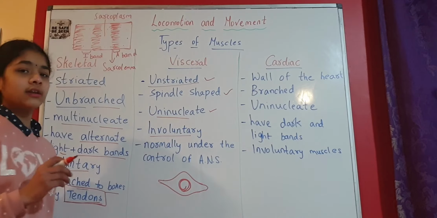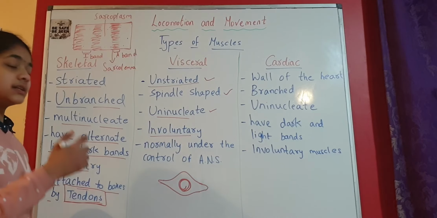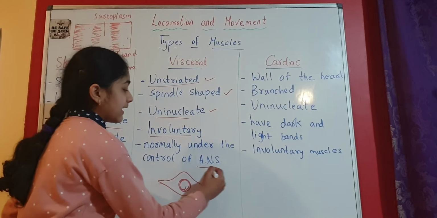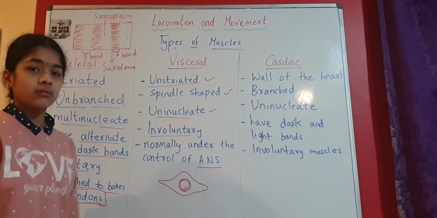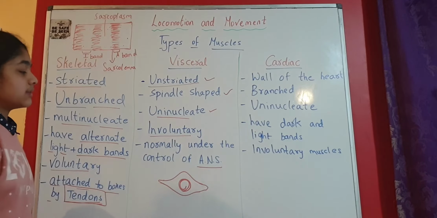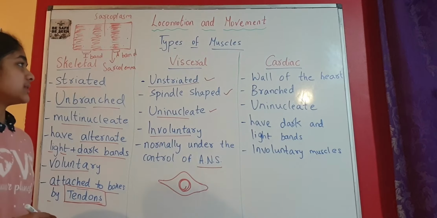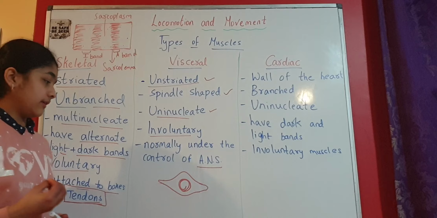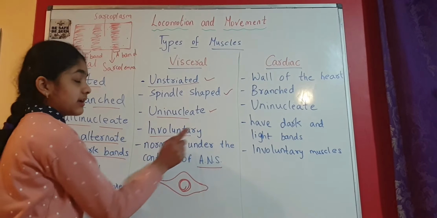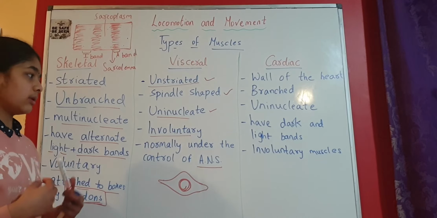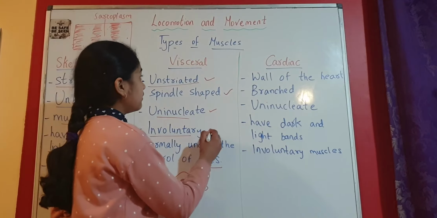Involuntary means it's not under our will. Usually it's under the control of ANS. ANS means autonomic nervous system. So you will learn this in the nervous system chapter. So these are visceral muscles. These visceral muscles are involuntary. That means they are not under the control of our will.